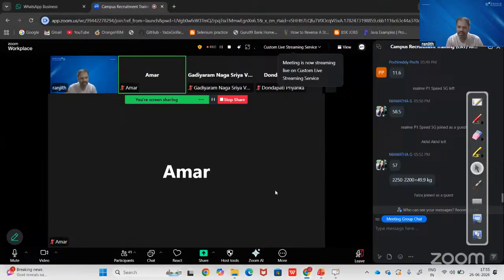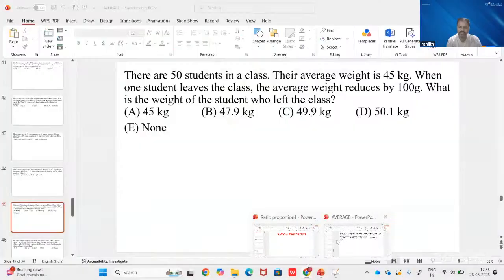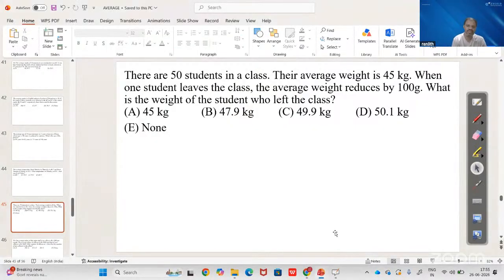49.9. ఇక్కడ ఇంత పెద్దగా చేయొద్దు. ఓకేనా? ఒకసారి చూడండి ఎలా చేయాలో. There are 50 students in a class. Their average weight is 45 kgs. When one student leaves the class, the average weight reduces by 100 grams. What is the weight of the student who left the class?